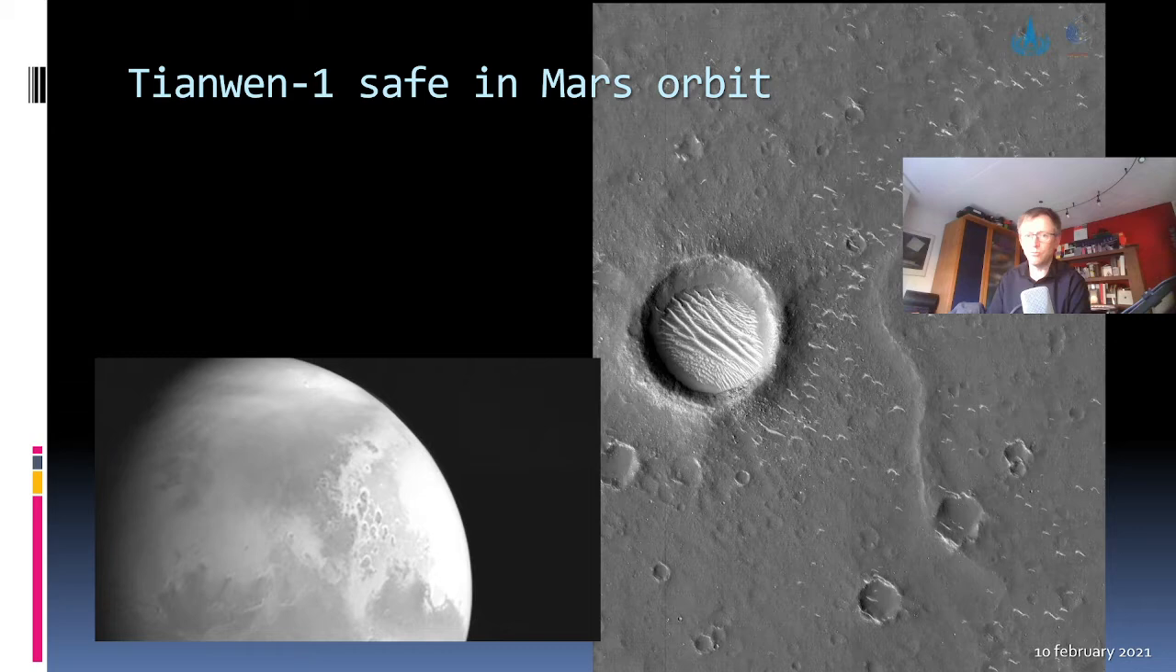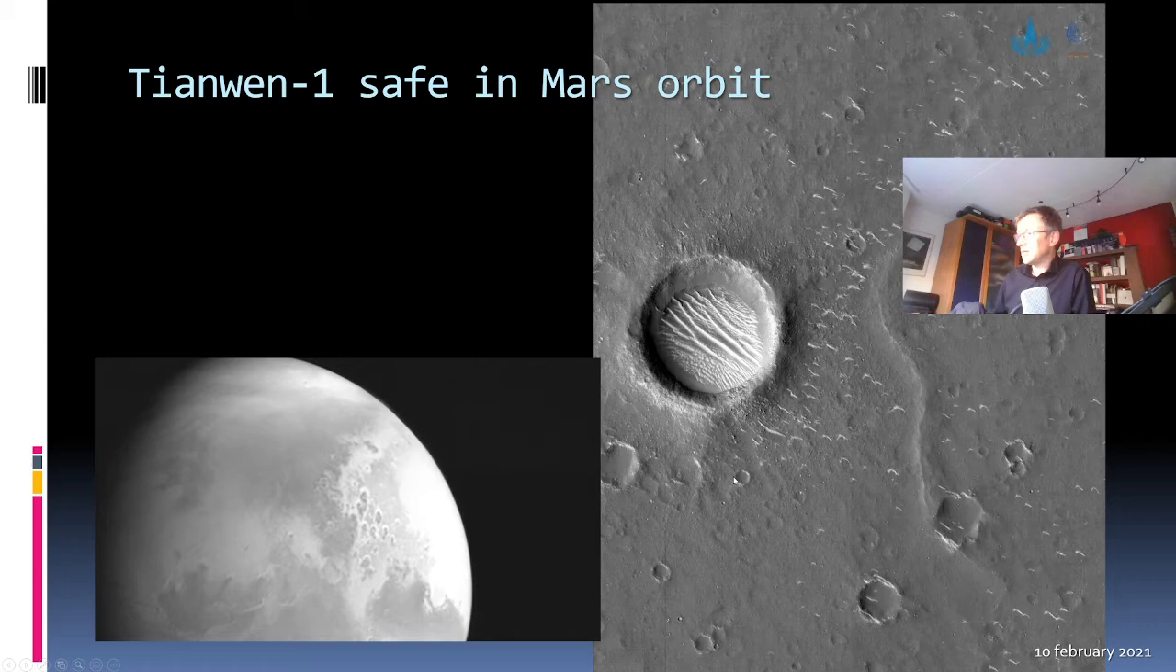They kept the lander and rover in orbit for a couple of months, and we shall see how that worked out for the rover later on. But at least the orbiter is doing its thing there.